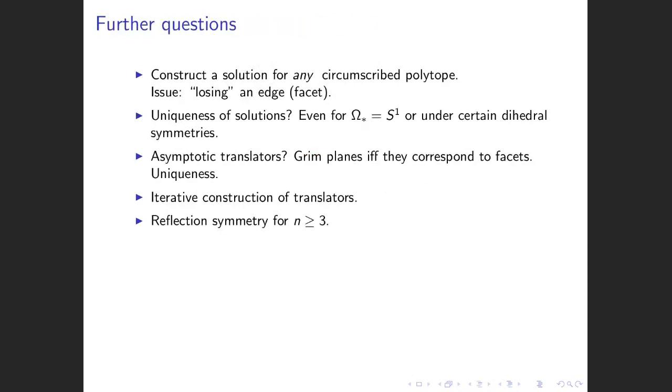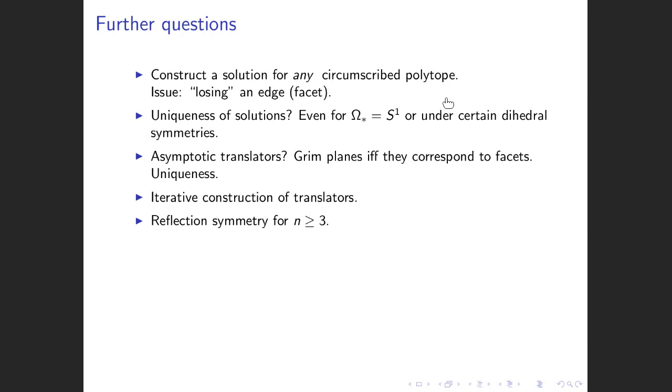And let me just finish by saying some further directions. The question I'm interested in the most, to be even more satisfied with this project, is to be able to construct a solution for any circumscribed polytope. As I said, we had this condition that our circumscribed polytope or polygon had to be either a simplex or regular.